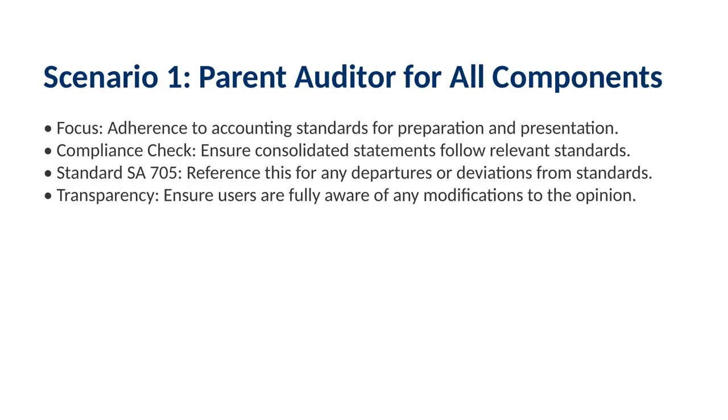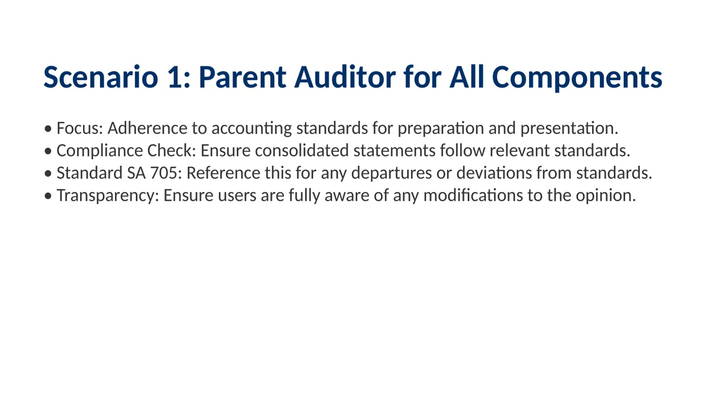First, consider the situation where the parent company's auditor is also the auditor for every single one of its components. In this case, the process is relatively straightforward. When you're drafting the audit report, your primary focus is to confirm whether the principles and procedures for preparing and presenting the consolidated financial statements as laid down in the relevant accounting standards have been followed.